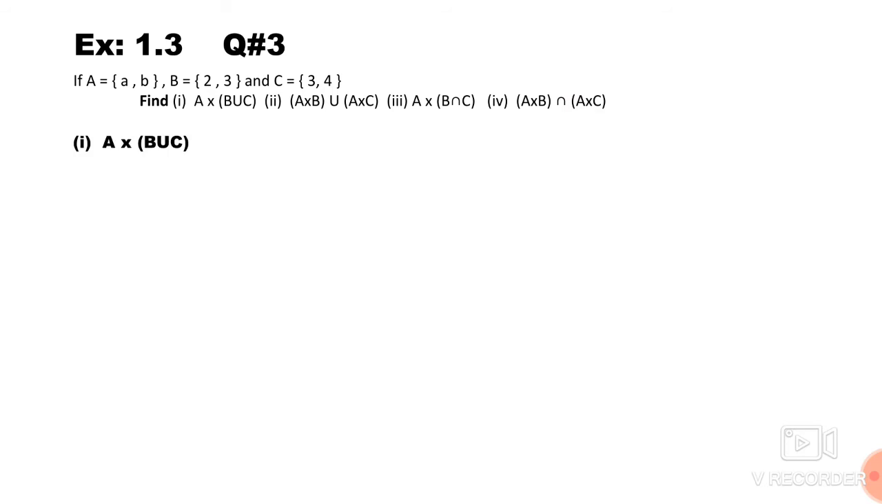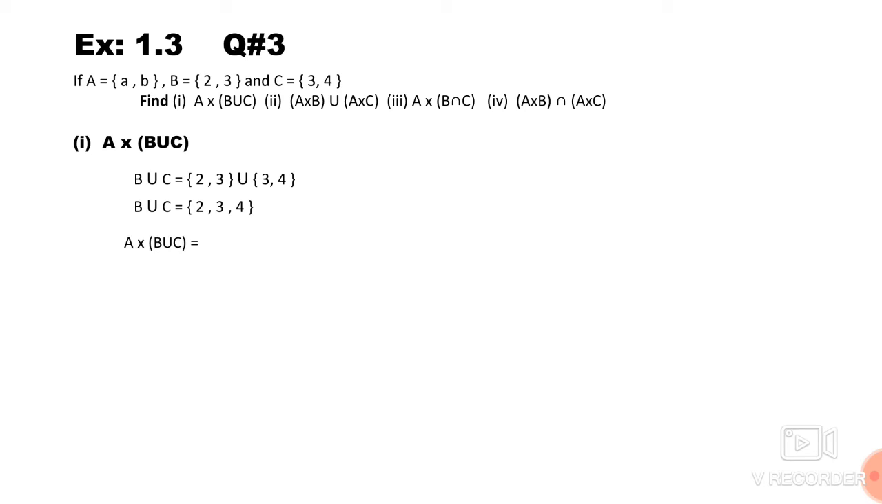Okay, starting with part 1. Part 1 has A cross B union C. It means we have to find the Cartesian product of set A with the set of B union C. We have set A, set B and set C. So we will find the set of B union C first. We know that to find the union, we write down all the elements of both the sets. So B union C will have 2, 3 and 4. Do not repeat the elements, okay?